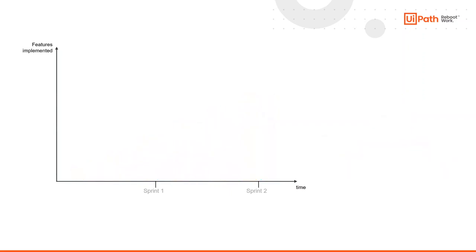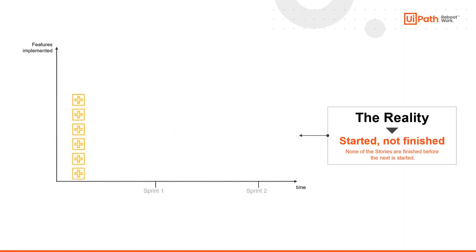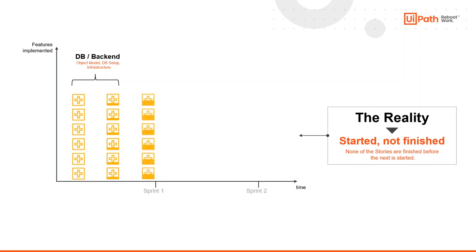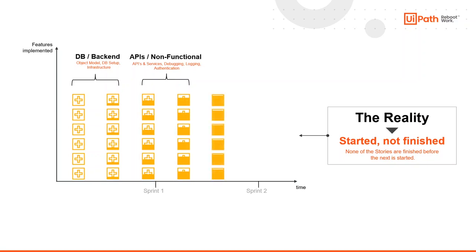But what usually happens in real life is extremely different, as different developers start features in parallel. At the beginning, they define the object model, do the database setup, and create the infrastructure. There's no user interface, so nothing to test. Then the same features get to the points where APIs and other services, such as logging, are developed. And if the testing relies entirely on the UI, no testing is done.